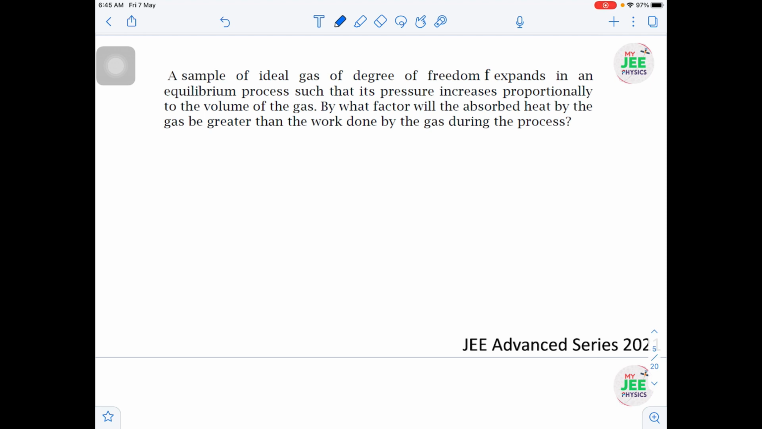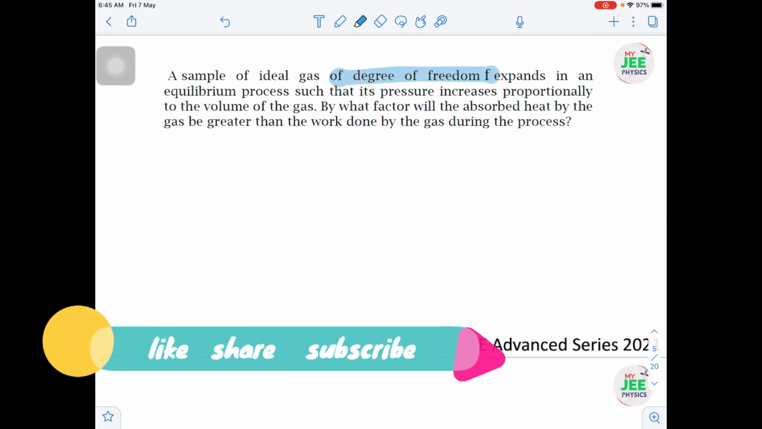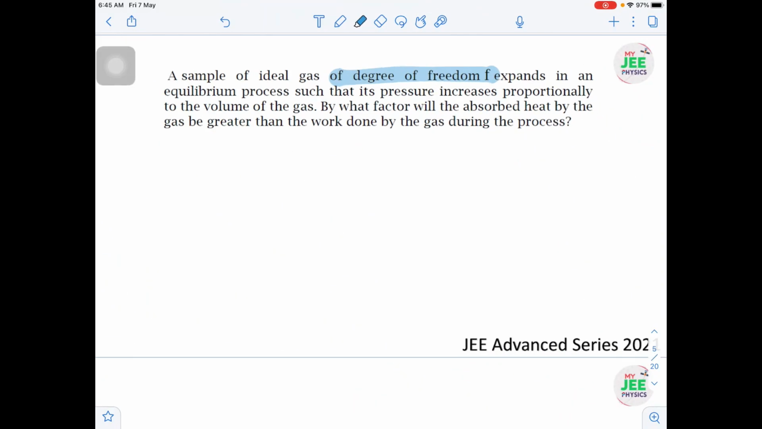Okay, so in this question the degree of freedom is given directly, so that's why the nature of the gas is not required, it's simply an ideal gas. Usually in the questions they will give either monoatomic gas or diatomic gas in respect of the IIT JEE exam, because usually in the syllabus we have the mono and diatomic gases, but here they have given the degree of freedom directly, so we are going to use the same thing. Such that pressure increases proportionally to the volume of the gas.